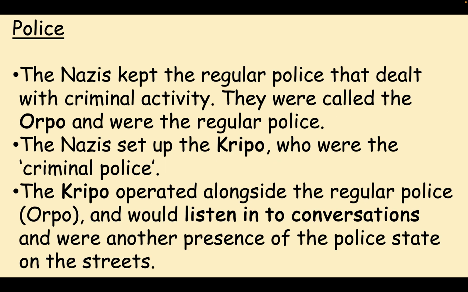In terms of the police, the Nazis kept the regular police that dealt with the criminal activity, burglaries, robberies, things like that. And they were called the Orpo. So they are the regular police, the Orpo. The Nazis set up a Kripo. Now the Kripo is a criminal police. And the Kripo operate alongside the Orpo, alongside the regular police. But they listen into conversations, they spy on people. They're another presence in the police state, on the streets, creating this culture of fear. So they're another organisation that is listening in and that is spying.